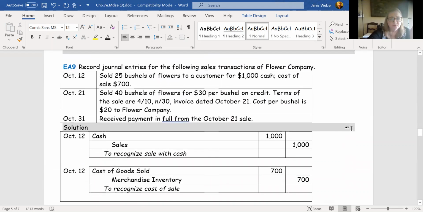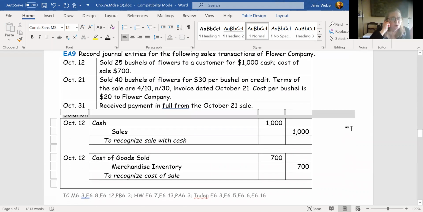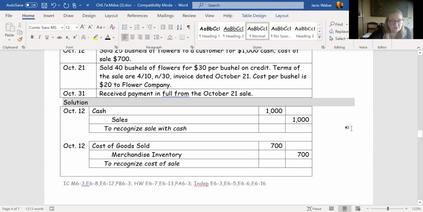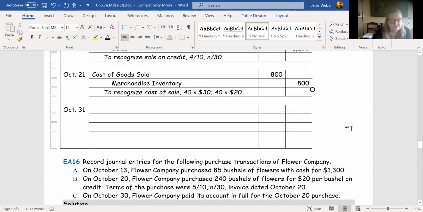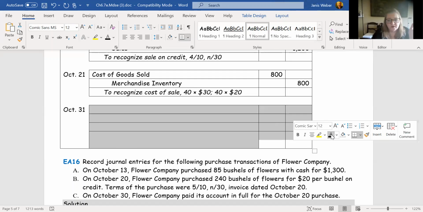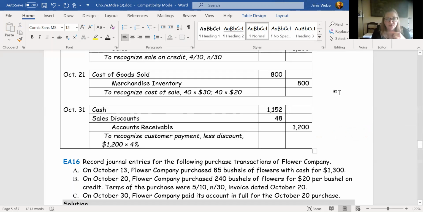Then on October 31st, we received payment in full, which was 10 days later. So the 4% discount is in effect, and they're going to give us the net. We're going to get the cash of $1,152, which is the $1,200 they owed us, minus the 4% discount that we offered them because they paid within the discount period. So we credit the full amount of the accounts receivable to clear it off the books. They don't owe us anymore. And we debit cash for the amount of cash they actually handed us after the discount.